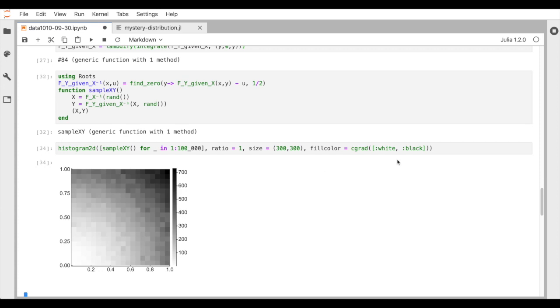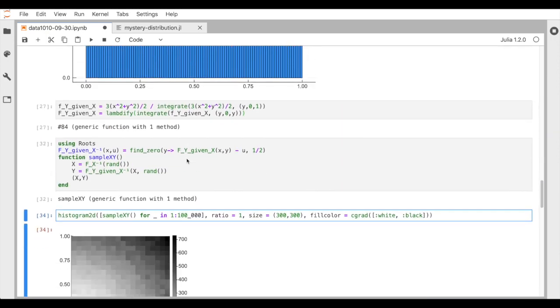To make it look more similar to the picture above, we can supply our own color gradient. So that seems to have worked.